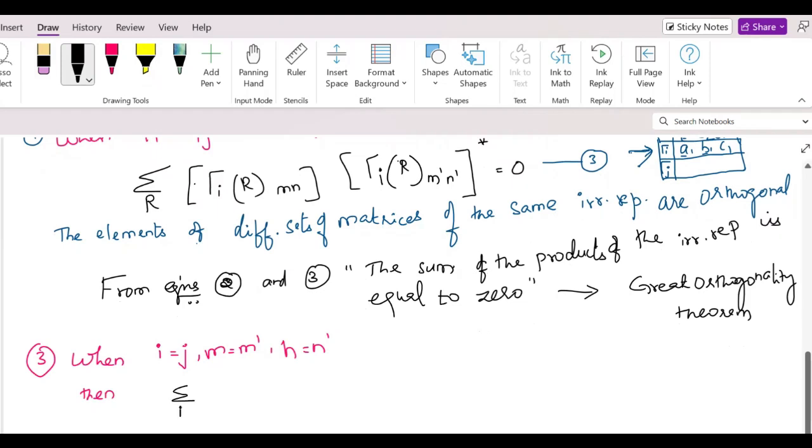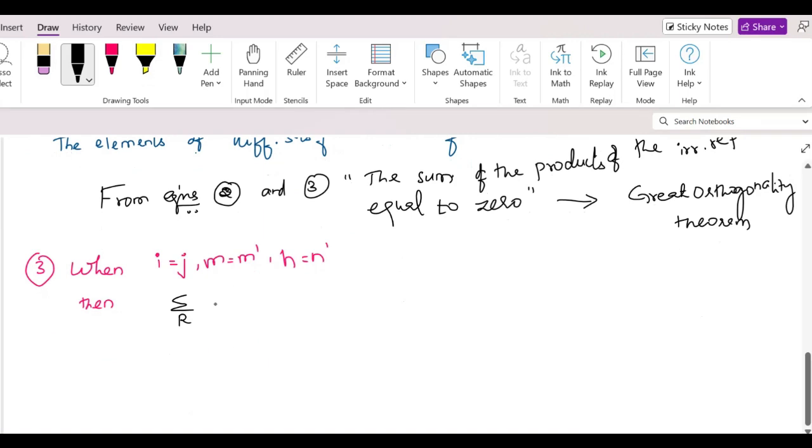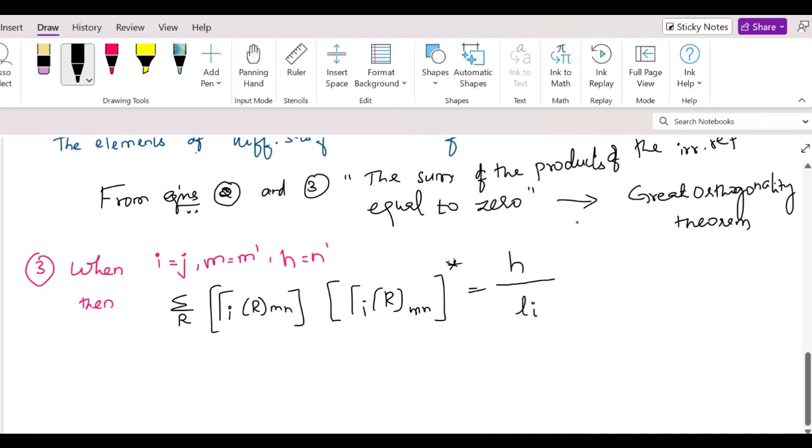So it will be summation over R, and the product of the irreducible representation, ith irreducible representation R, mn. Then here again, i is equal to j, so here we can represent by i. Since m is equal to m dash, n is equal to n dash, here again we are going to represent mn star will be equivalent to what? h divided by square root of li lj. If li is equal to lj, then lj will be equal to li, then li square will be li here. So this is how here we have got h by li.